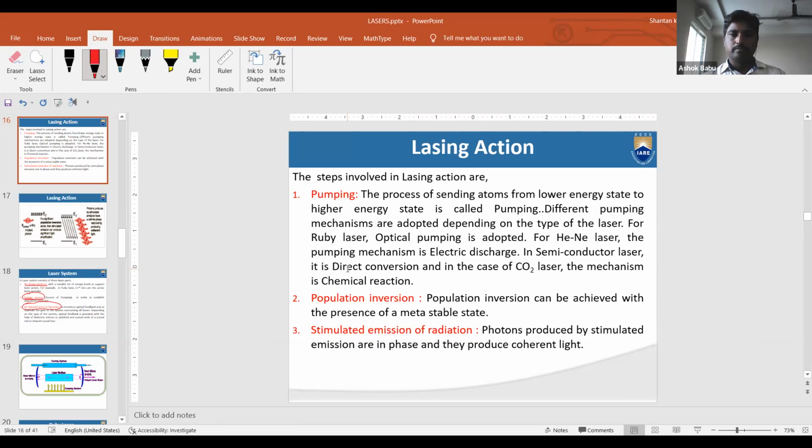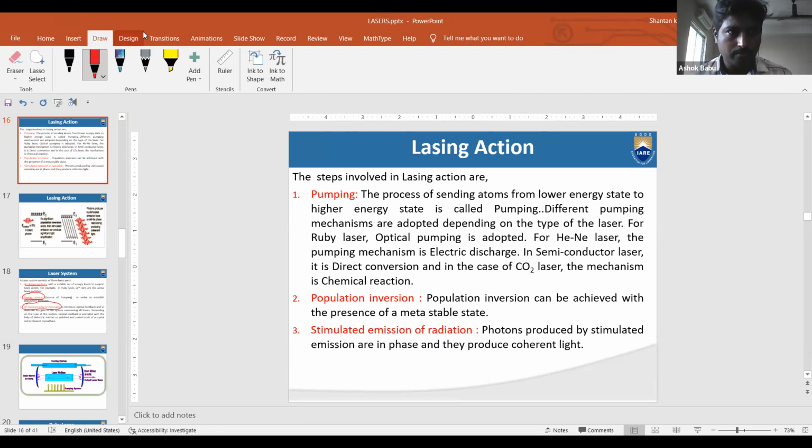chemical reaction. Coming to population inversion, it can be achieved with the presence of a metastable state. Already we discussed the metastable state. And stimulated emission of radiation. So what is stimulated emission of radiation? Before completion of its lifetime, if an atom in the excited state interacts with matter, absorbs the energy and de-excites to the ground state, in that process two photons are released.